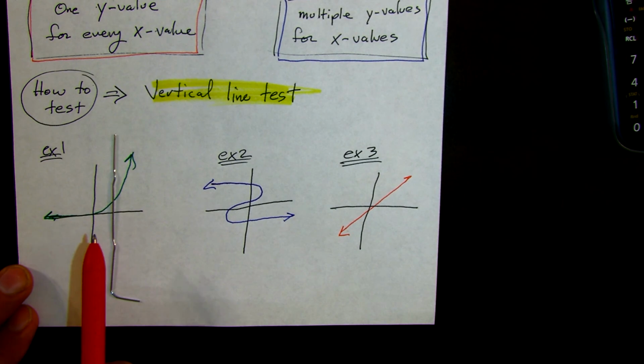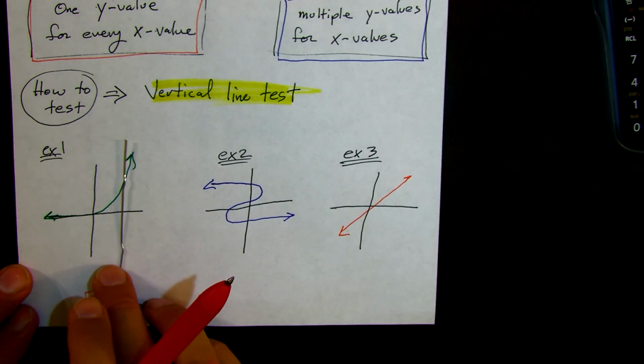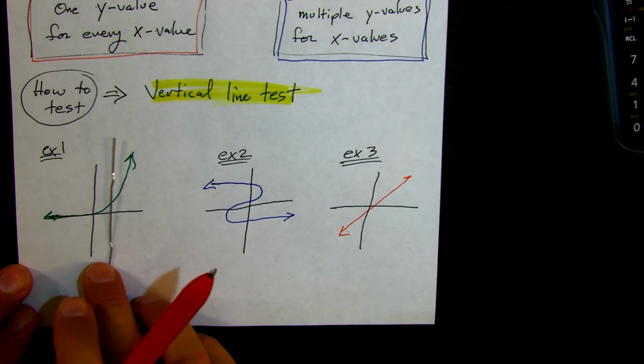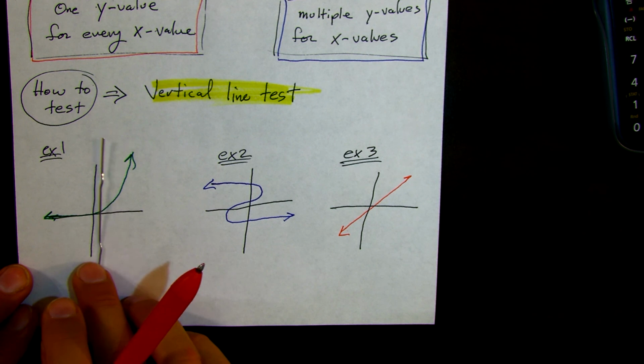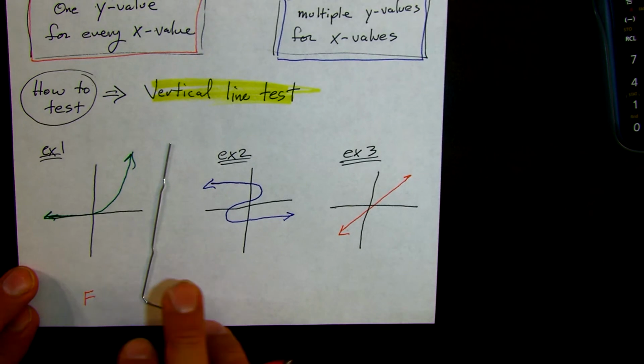Okay. So I have a function because I do the vertical line test. I cross the plot one place. Everywhere it's going to cross, here's my x value, one y value. Here's for this x, you have one y value. This for this x, one y value. So we have a function.